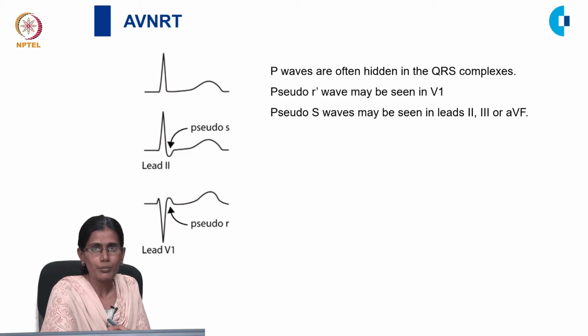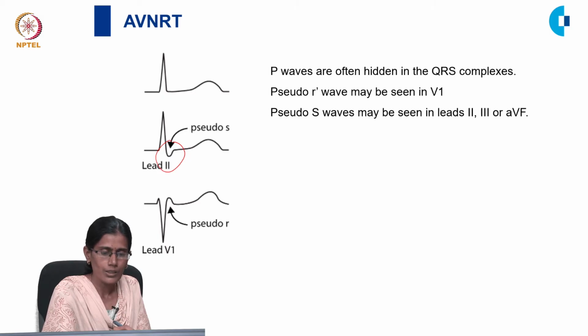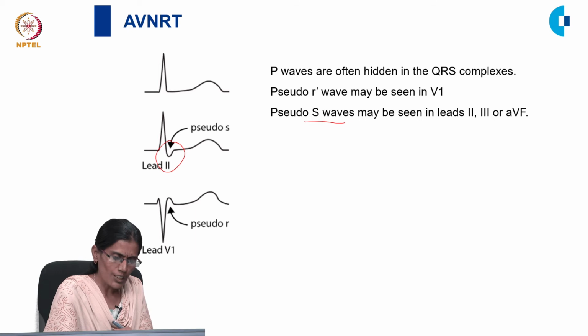And the P wave will be abnormal because it is conducted from the AV node to the atrium. So there will be a negative P wave in lead 2, lead 3, aVF happening after the QRS complexes. So this is known as pseudo S pattern. And there will be a positive P wave in lead V1. You can see this one, no? So this is known as pseudo R prime.